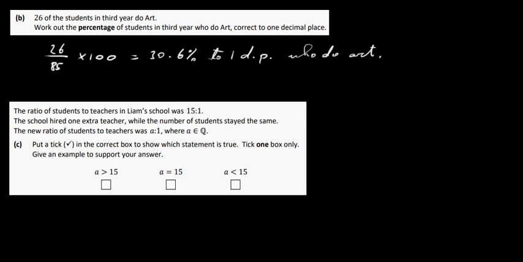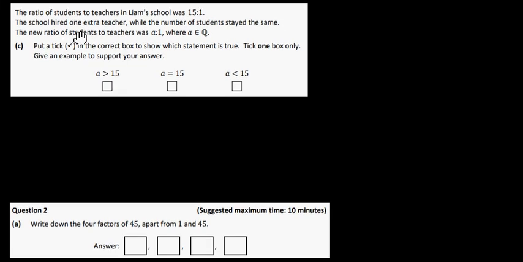So let's have a look at part C. So in part C here we have the ratio of students to teachers in Liam School is 15 to 1. So we have 15 to 1 students to teachers. Now the school hires one extra teacher while the number of students stays the same. The new ratio of students to teachers is A to 1. So we got A to 1, where A is an element of Q, so A is a rational number. Put a tick in the correct box to show which statement is true. Tick one box only. Give an example to support your answer.